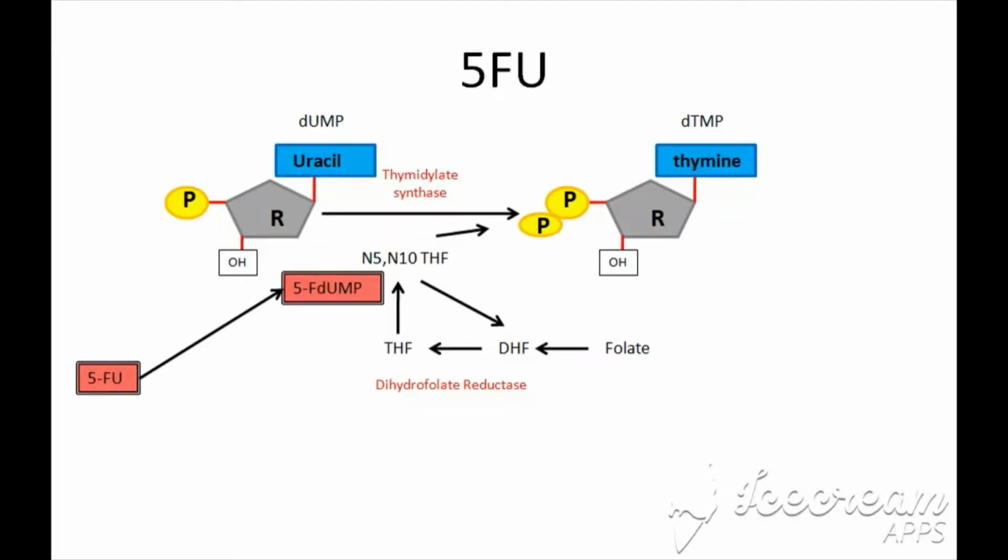So the next drug that we're going to talk about is 5-FU, and its main mechanism of action is that it is a uracil analog. When this drug enters the cell, 5-FU is converted into 5-FdUMP. So it has a very similar structure to deoxy-UMP, and of course, that gives it the ability to bind to the enzyme thymidylate synthase and inhibit it. When this enzyme is inhibited, that's going to prevent the formation of deoxy-TMP or thymidine. And of course, that's going to lead to cell death.